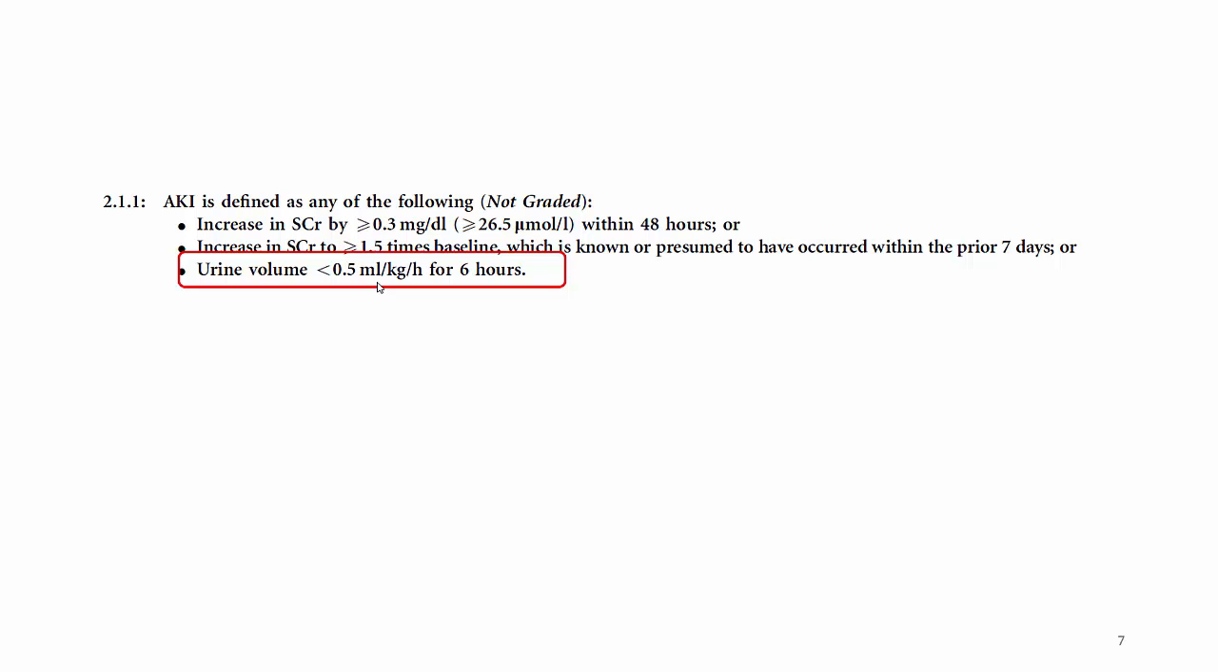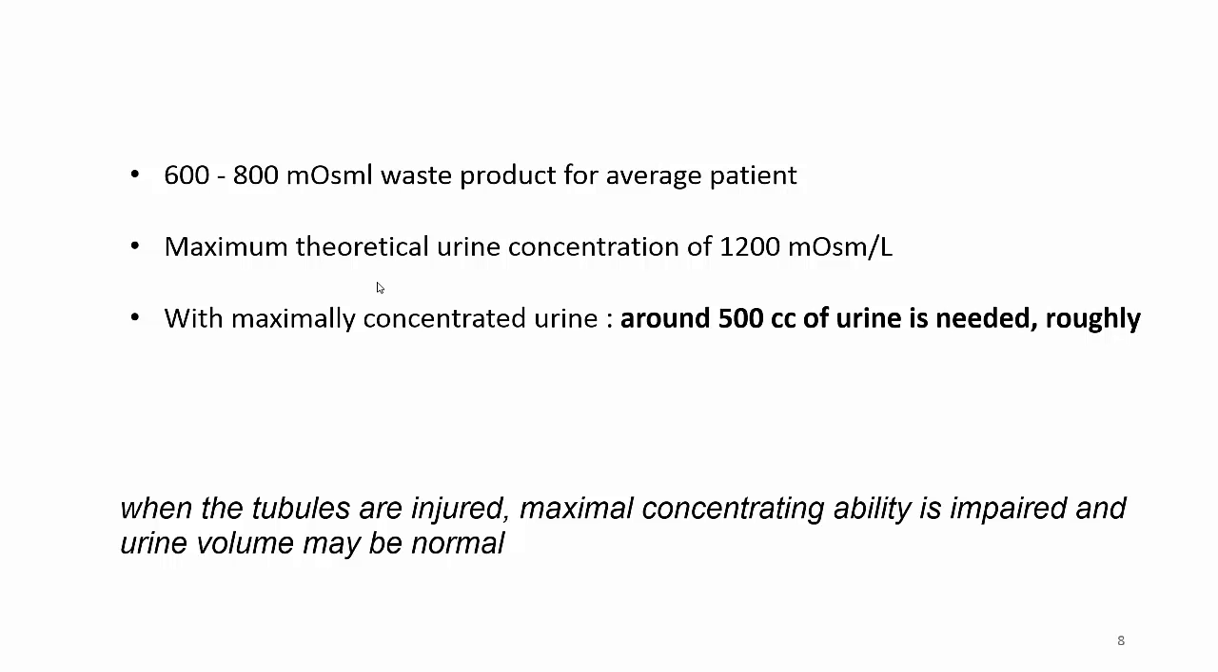It comes from basic physiology, because an average American would eat a diet that has protein that is enough to make around 600 to 800 milliosmoles of waste products per day. And in theory, you're able to concentrate your urine up to 1200 milliosmoles per liter. So based on those hypotheses, you need to make at least 500 to 600 cc of urine a day to get rid of all these waste products.